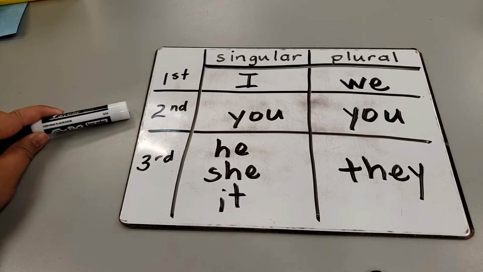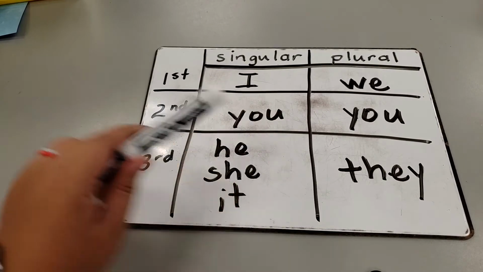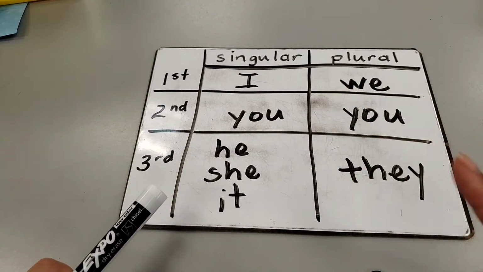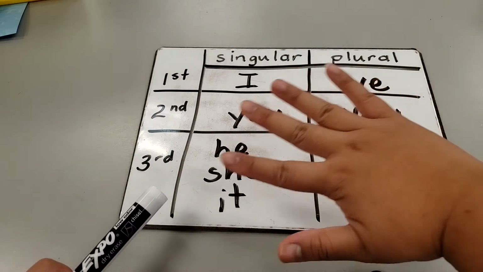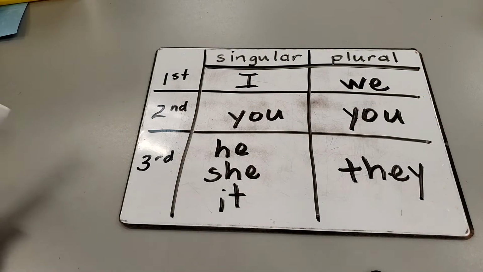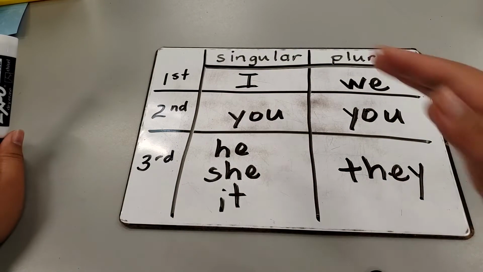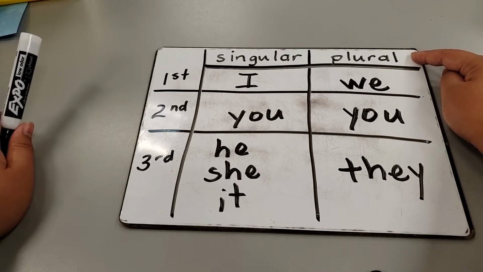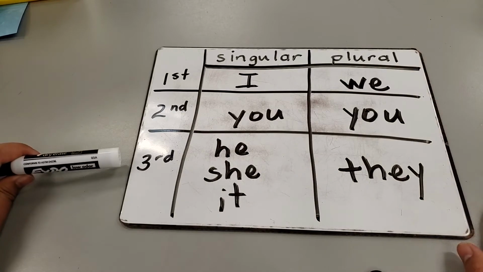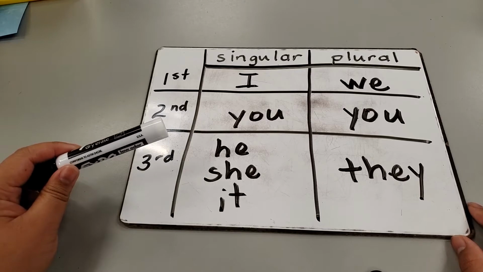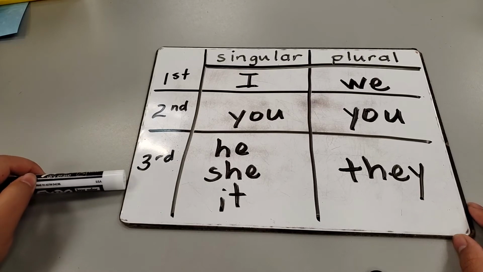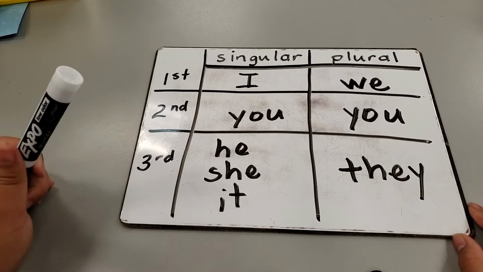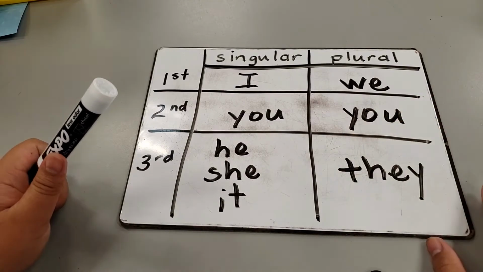Second person, all about you. If I am talking about one other person, I would point, I'm talking about you. If I'm talking about a lot of friends, like if all of you were in my classroom, I would still use the same word, even though I'm talking about more than one person. Third person, it is all about them. So I'm either talking about he, she, it, or if there's many of them, they.